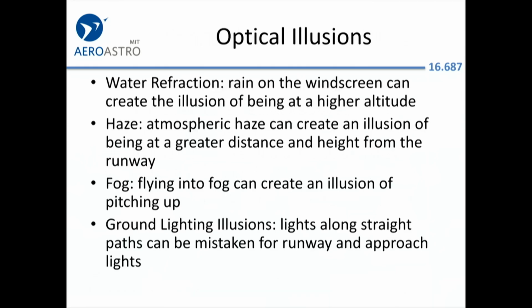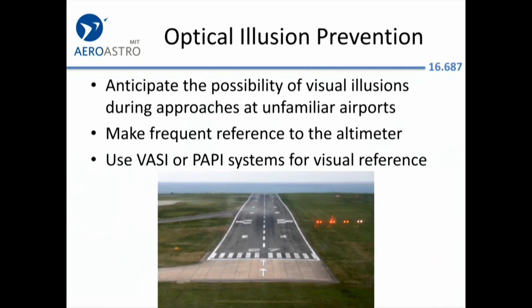Okay, and then just a couple more. I won't dive into each of them, but fog or haze, different types of things can cause a mirage or an illusion, and so you really want to keep referencing your instruments to make sure you are in fact holding the altitude, or use your autopilot to help you out. And of course, any reference system. If you have a VASI or a PAPI, those are great tools that even if it looks like the runway is one place or the other, if the lights are all red, you're too low.